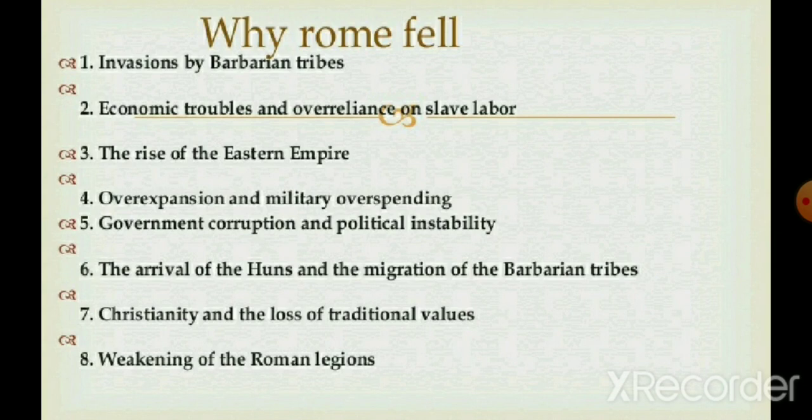Next one, government corruption and political instability. The sixth one is the arrival of the Huns and the migrations of barbarian tribes. Then the coming of Christianity and loss of traditional values. And the last one is weakening of the Roman legions. Legions means army or army troops.